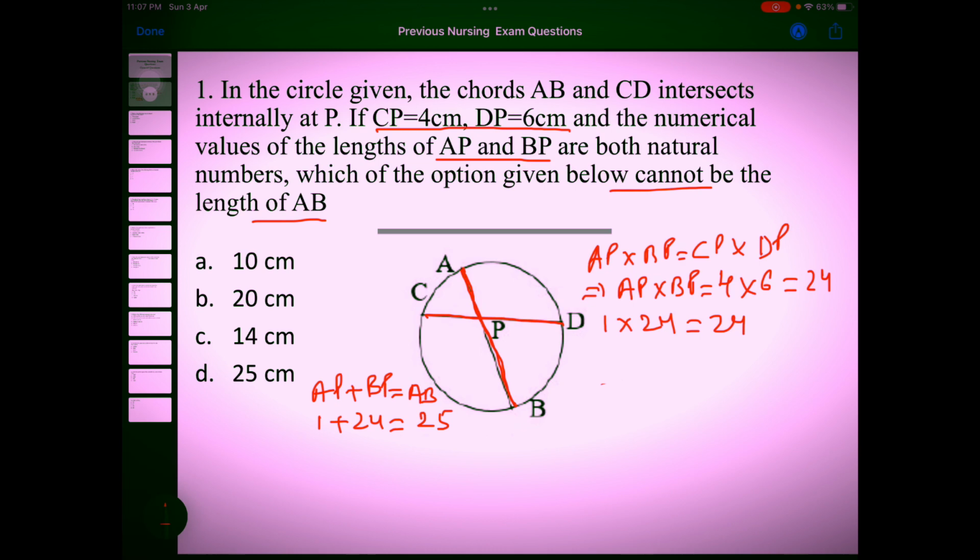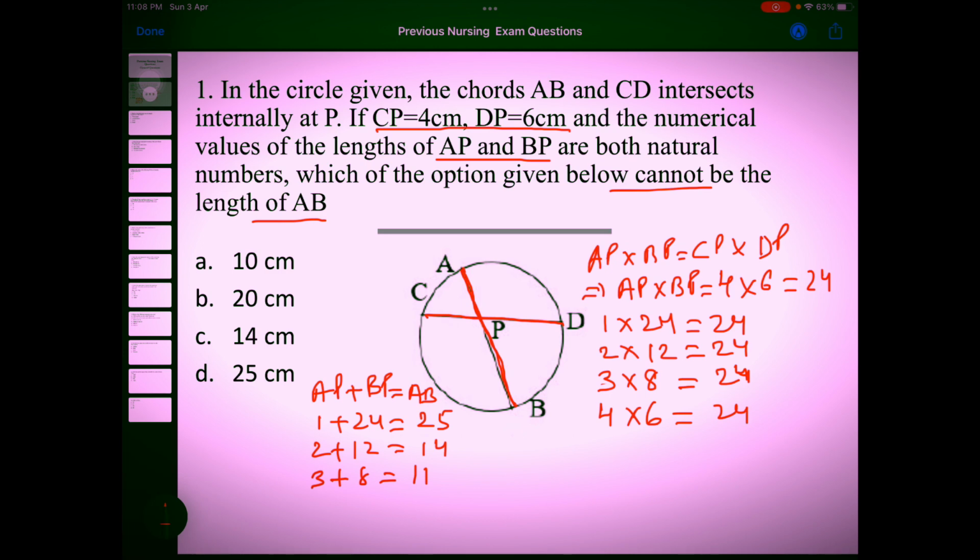Then, second, let's say the value of AP is 2 and the value of BP is 12. So 2 into 12 equals 24, and 2 plus 12 equals 14. Now let the value of AP be 3 and the value of BP will be 8. So 3 into 8 equals 24, and 3 plus 8 equals 11. Now let's say AP will be 4 and BP will be 6. So 4 into 6 equals 24, and 4 plus 6 equals 10.